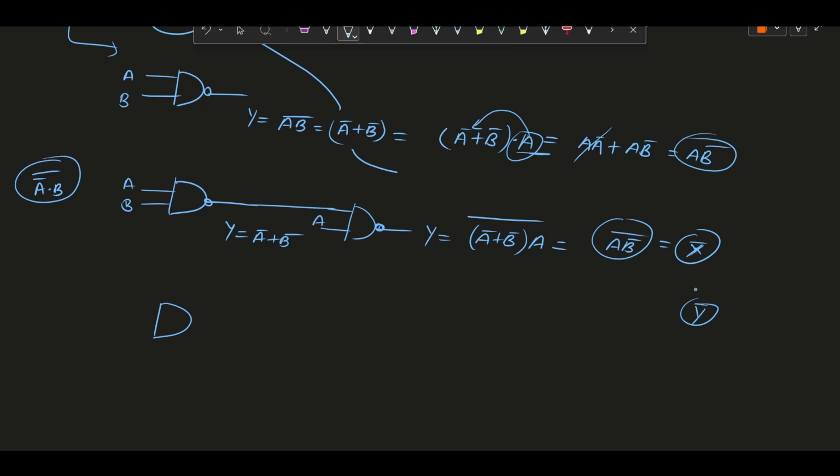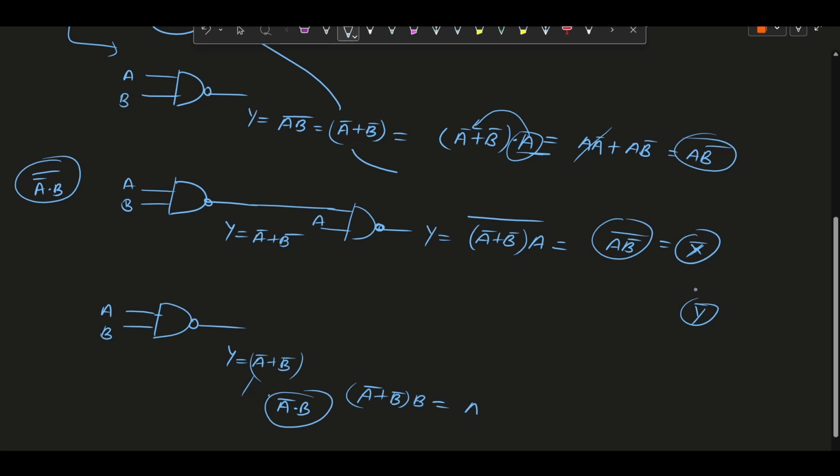Again, similar to the x complement, if we pass a and b to the NAND gate, we will get a complement plus b complement. Now our question is, to get a complement into b, what do you need to add in this term? If you add b here, then we will get a complement into b plus b complement into b. Then this b complement and b will be 0, and finally we will get a complement into b.